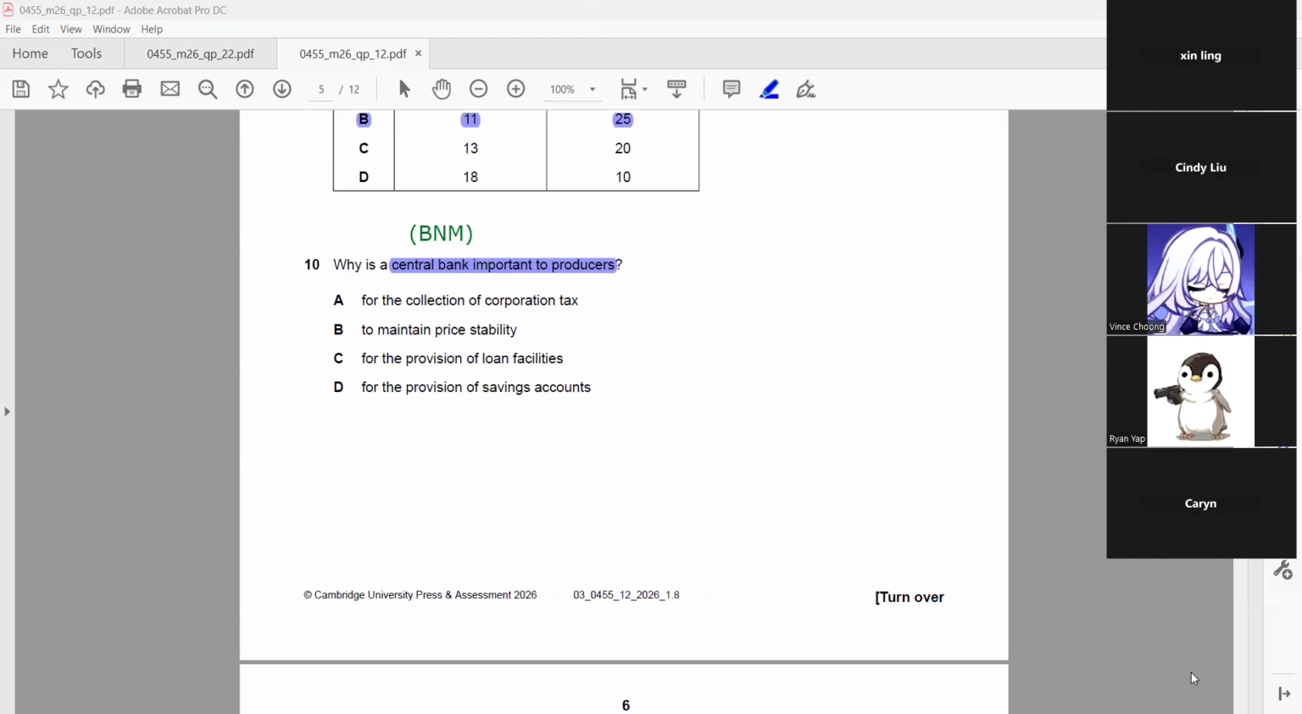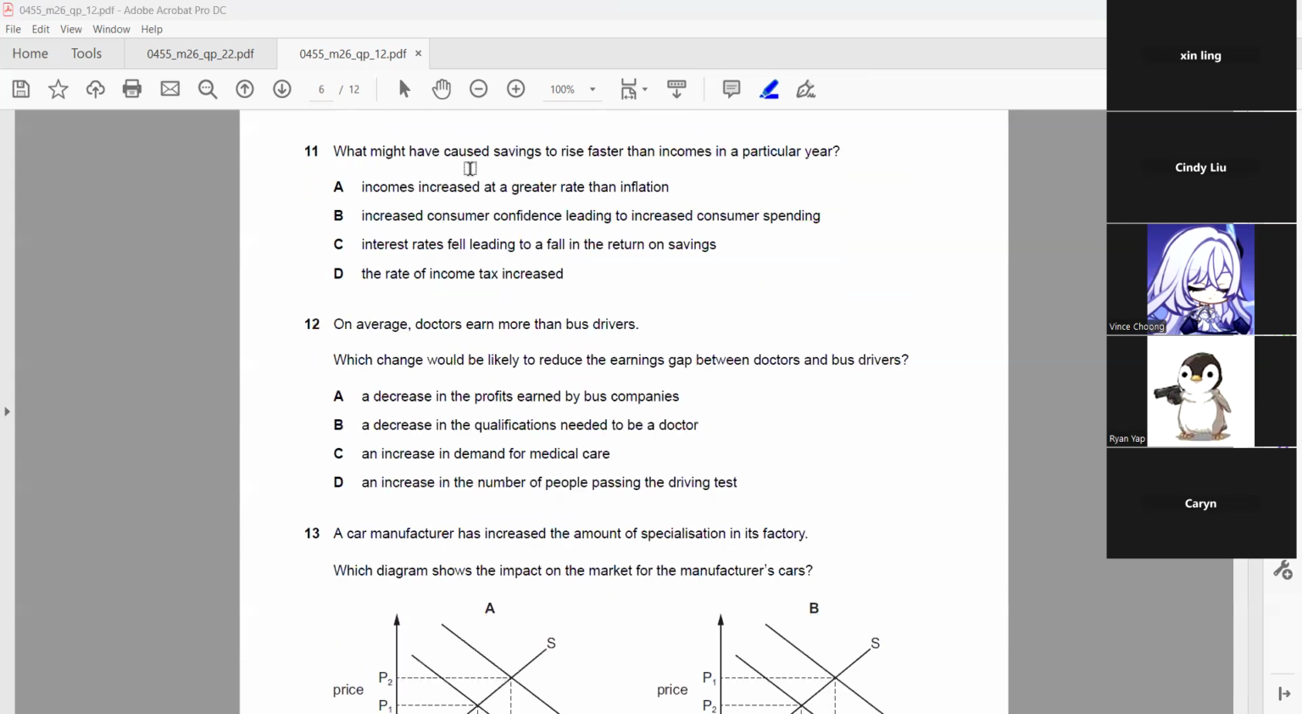To ensure price stability, or what we call achieving low inflation. To maintain price stability or achieve low inflation. The answer is B, question 10, B. Quite right? Okay, next question, 11. What might have caused savings to rise faster than income in a particular year? You save more than your income, saving is rising faster than income. Which of the following could result in this?